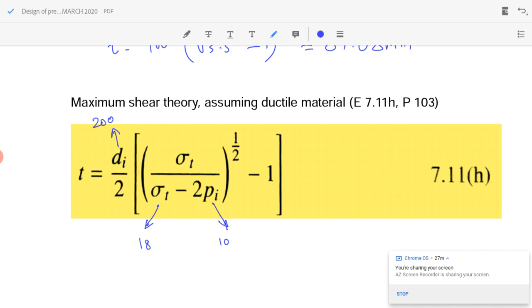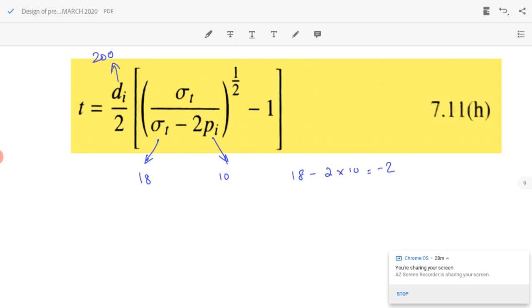There is something special about the denominator. I will get the denominator value as 18 minus 2 into 10, which becomes a negative value, minus 2. I cannot find the root of a negative value. It becomes imaginary. So it becomes impossible to find a thickness for such a value.